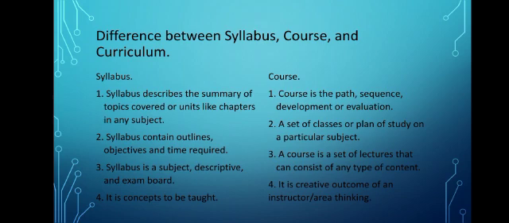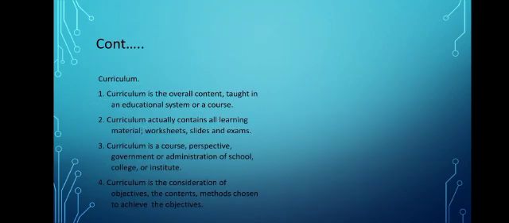A course is a set of lectures that can consist of any type of content. A syllabus is the concepts to be taught. A course is a creative outcome of the instructor, whereas curriculum is the overall content taught in an educational system or a course. It actually contains all learning materials, worksheets, slides, and exams.